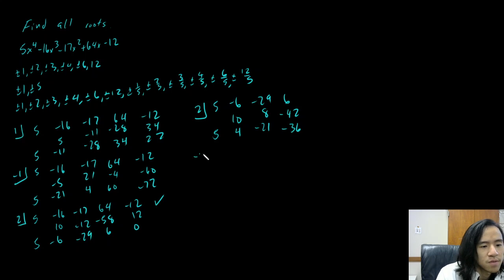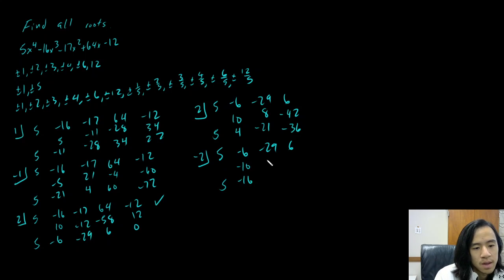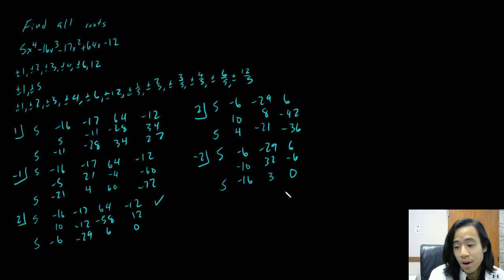So let's try negative 2. We have 5, negative 6, negative 29, and 6. We're going to have the 5, bring down that, and you get negative 10, so negative 16. This gets 32, and you get 3 here, and you get negative 6, and you get 0. So this does work. After all of this, we end up with 3 numbers, so this is a quadratic.